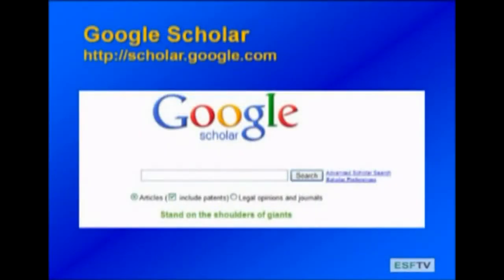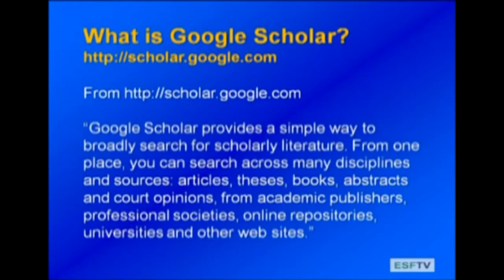Let's talk about the first one, Google Scholar. This is the search screen for Google Scholar. When you first go on to Google Scholar, scholar.google.com, you'll see that there's a basic search screen. I highly recommend that when you use Google Scholar that you go to the advanced screen. This is a description of what Google Scholar is. Google Scholar provides a simple way to broadly search for scholarly literature.